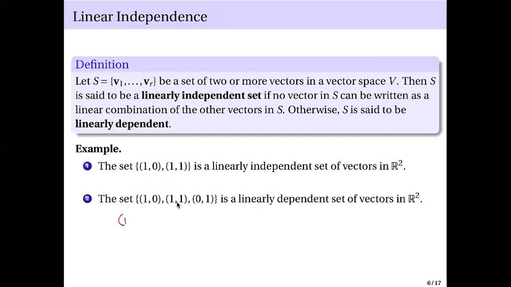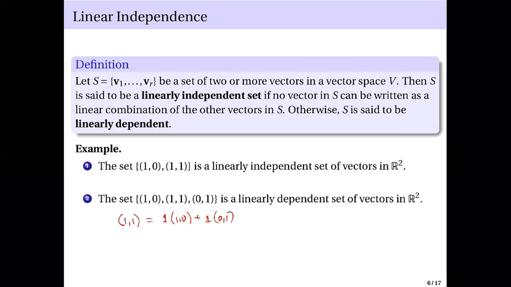So you can choose the vector (1, 1) and write it as 1 times (1, 0) plus 1 times (0, 1). So this (1, 1) is a linear combination of (1, 0) and (0, 1). And therefore, this set (1, 0), (1, 1), and (0, 1) is linearly dependent. One vector depends on the other. That's why it's linearly dependent.